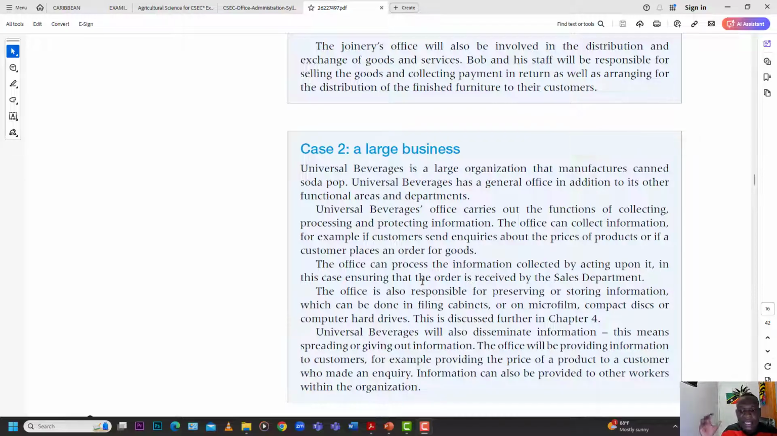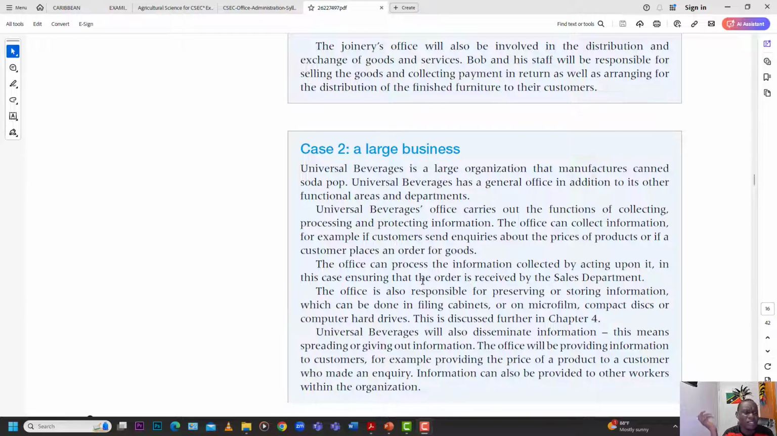So in that little paragraph right there, you see all of the functions coming out of the office. Right? You see all the functions coming out of the office. See what it says here. It's a large business. Universal Beverages is a large organization that manufactures canned soda pop. It has a general office in addition to other functional areas and departments.